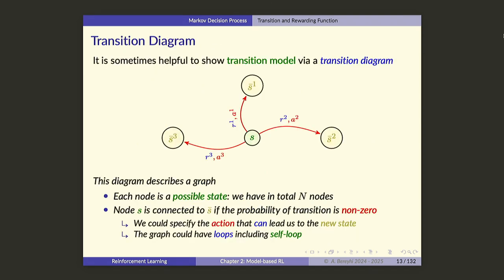Now, one cool thing about this way of thinking is that we can actually show everything in the form of a transition diagram, because when we have a finite number of states, we can think of the different states, and then depending on the action that we do, we might stay in one cell, or we might jump to another cell, to another state.